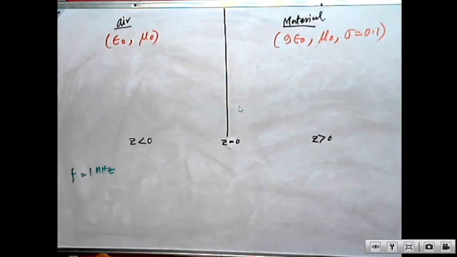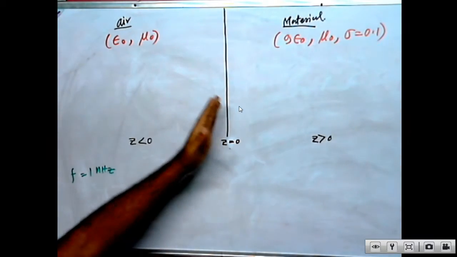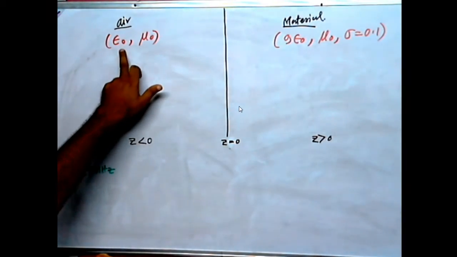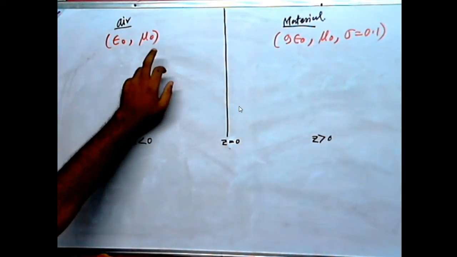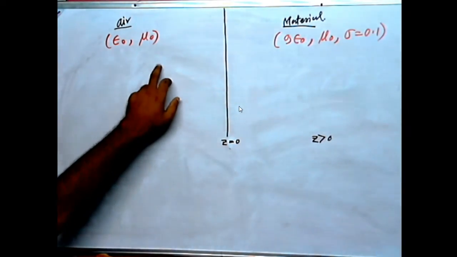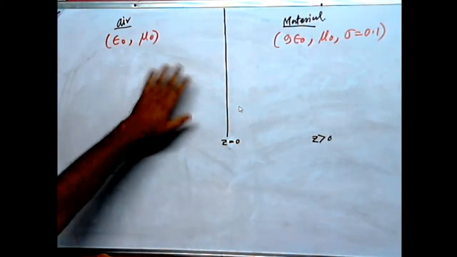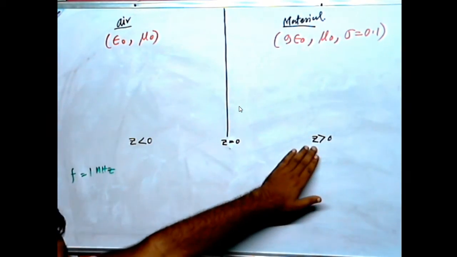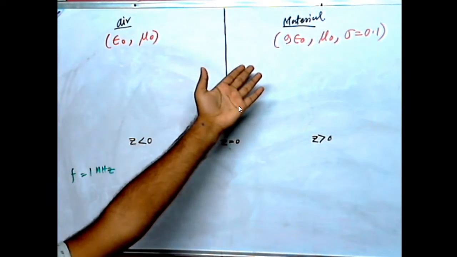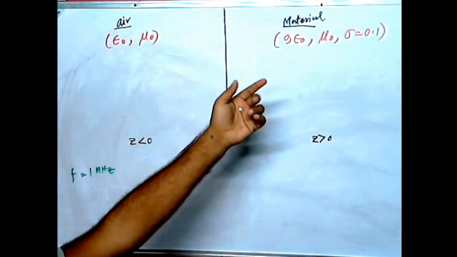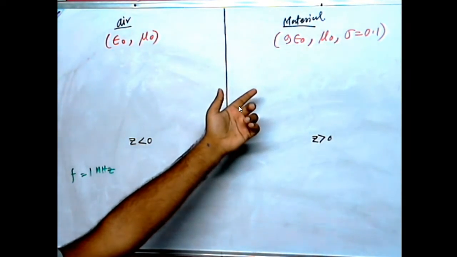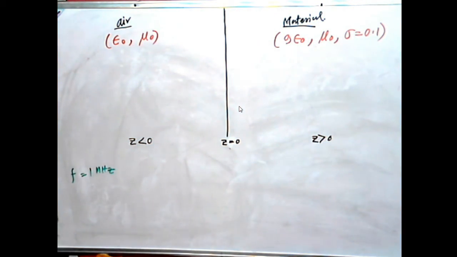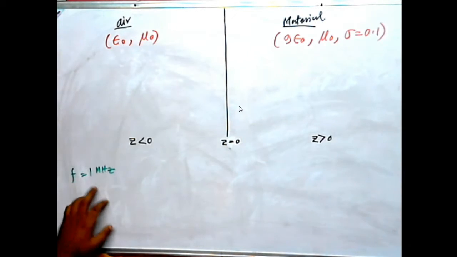So this is basically the boundary. For z < 0, this is air with parameters ε0 and μ0, and σ is basically 0. Nothing is told about sigma, and for air sigma is 0. For the material, that is z > 0, the parameters are 9ε0 and μ0, that is permittivity and permeability, and σ is 0.1 Siemens per meter. The operating frequency is given as 1 megahertz.